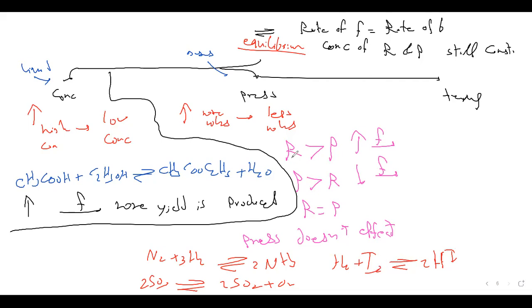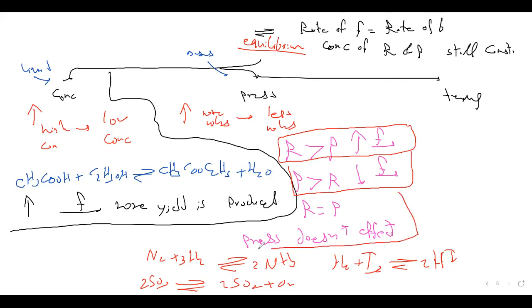So if the number of moles of reactants is greater than products, we must increase pressure to make the reaction move forward. In case the number of moles of products is greater than reactants, we must decrease pressure. If they are equal, pressure doesn't affect.